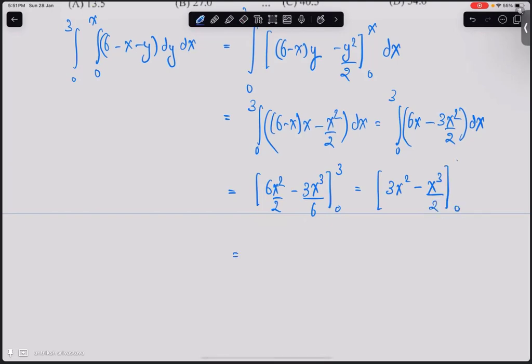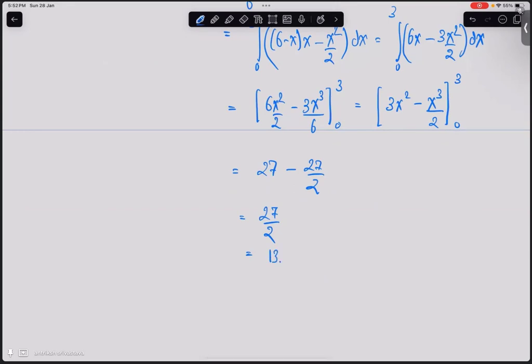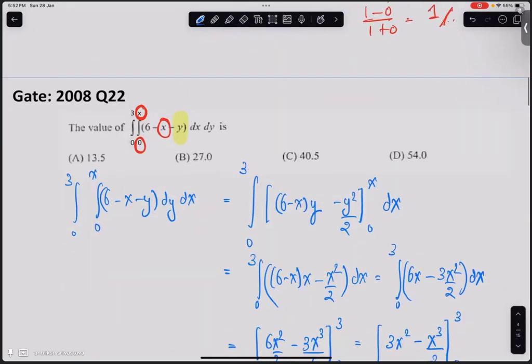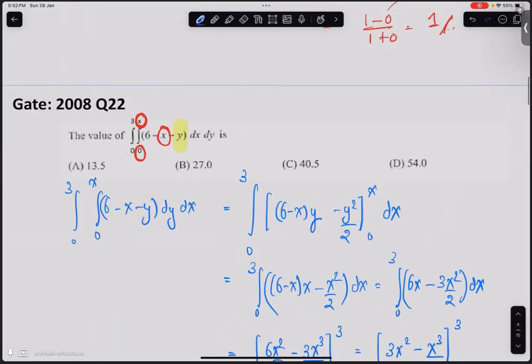Let's put the values. 27 minus 27 by 2. So the answer is going to be 27 by 2. What is 27 by 2? 13.5. So this is the answer to this given question. Do we have 13.5? 13.5 is option A, and that is the correct answer.